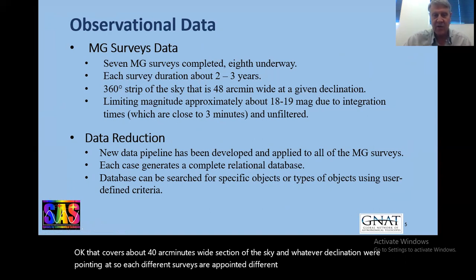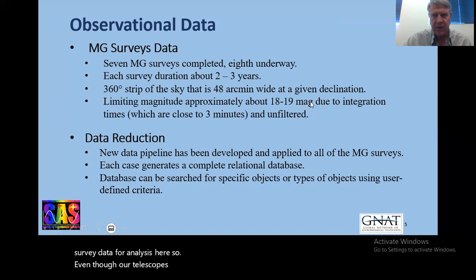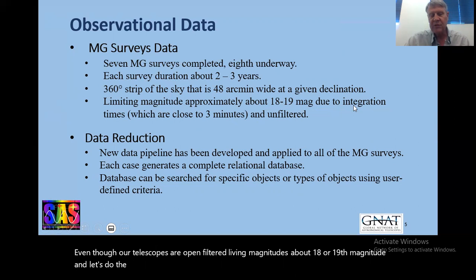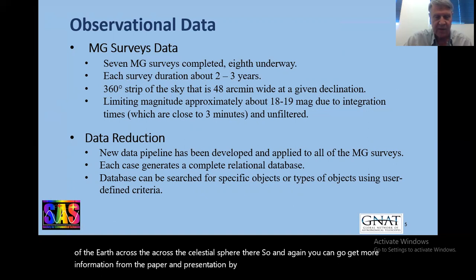In this case, MG1 and MG6 were covering the same strip of sky, and that's why we're using those 2 sections of survey data for analysis here. Even though our telescopes are open filtered, the limiting magnitude is about 18 or 19th magnitude, and that's due to the integration time of about 3 minutes, which is due to the rotation of the Earth across the celestial sphere. You can get more information from the paper and presentation by Crane and his colleagues.